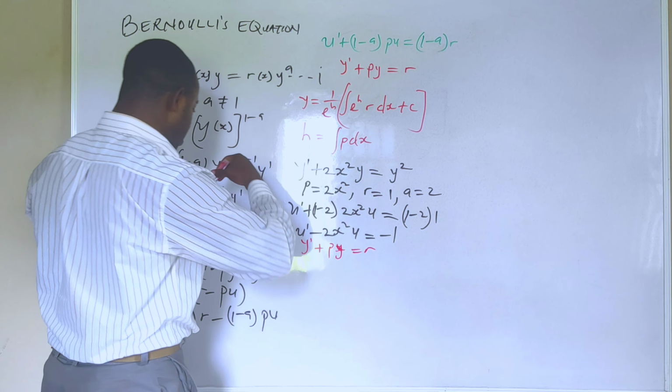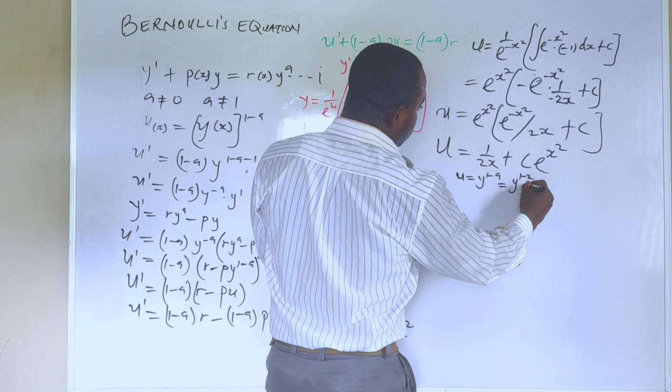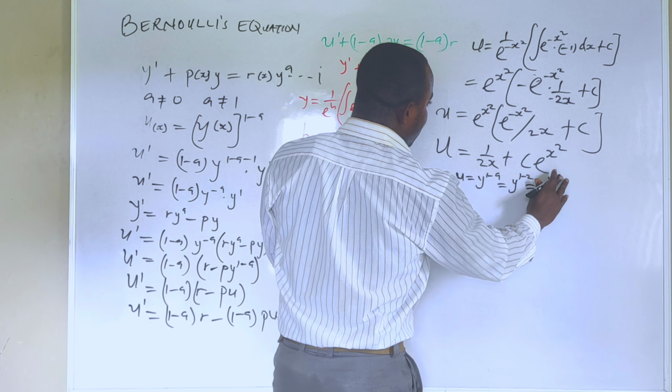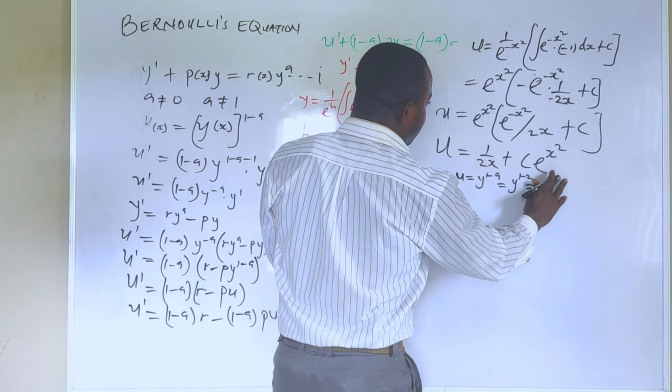Well, we are looking for the solution for the original differential equation, which is y function, right? So remember we said u is equal to y raised to the power 1 minus a, where a in this case is equal to 2. So this will be equal to y raised to the power 1 minus 2, which is y raised to the power minus 1, and that is equal to 1 over y. So if u is equal to 1 over y, then y is equal to 1 over u. So the solution y here is going to be 1 all over everything here, 1 over 2x plus c e to the x raised to the power 2.